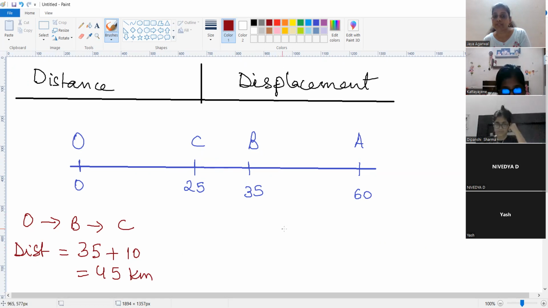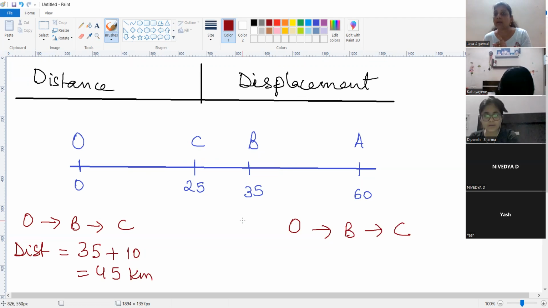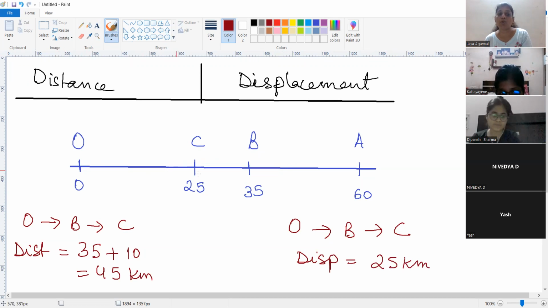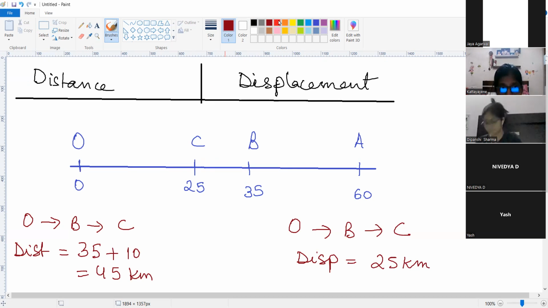Now, when I talk of displacement from O to B to C, now in displacement, B से मतलब है क्या? No, only we need the starting and the ending point. So O to C displacement will be equal to 25 kilometer from O to C. कहाँ घूम कर आए उससे मतलब नहीं है. I need the shortest distance between O and C. Is that clear? All of you? Yes, ma'am. Clear है? Distance, displacement clear. ठीक है? Scalar, vector quantity clear.